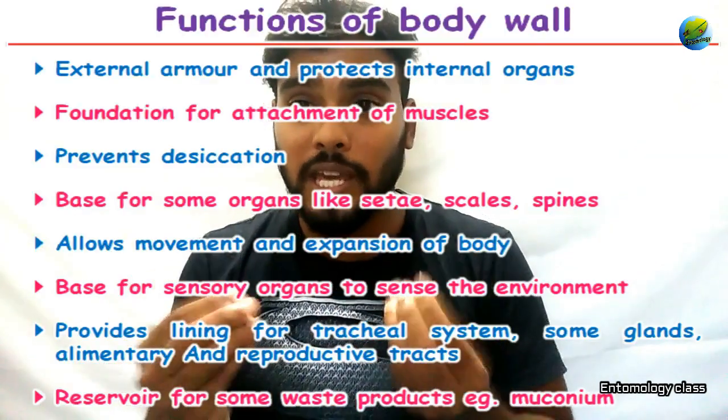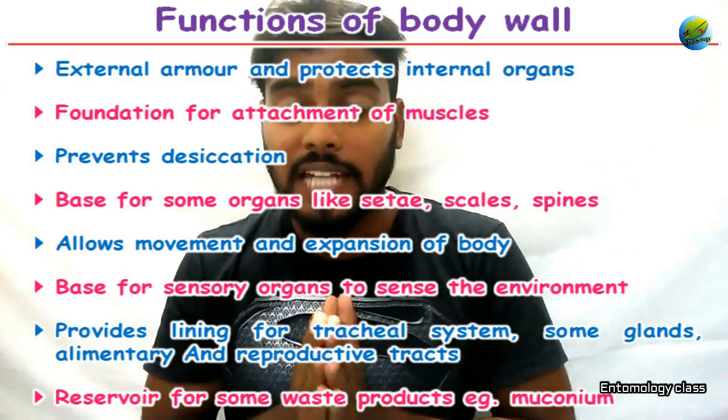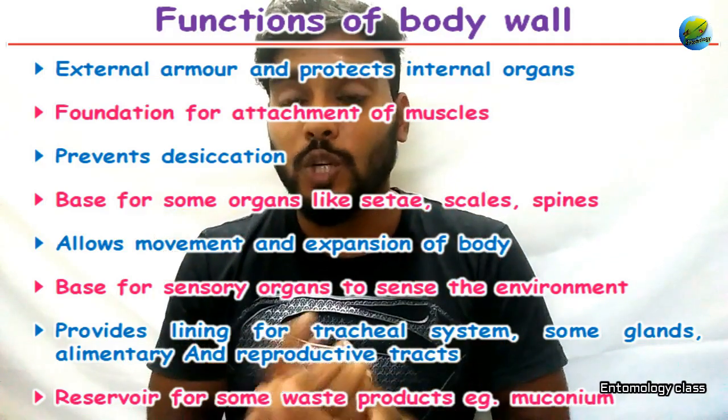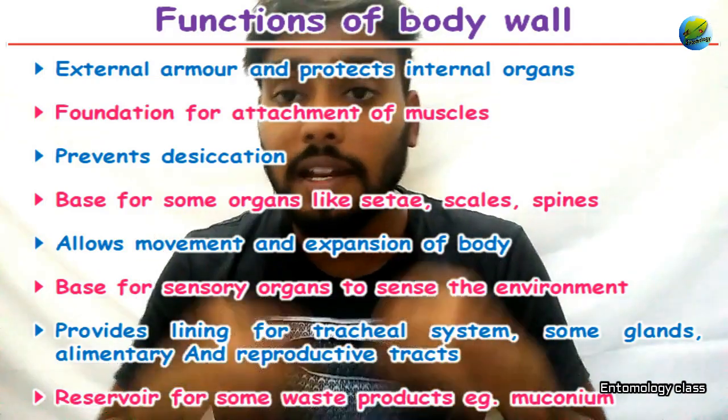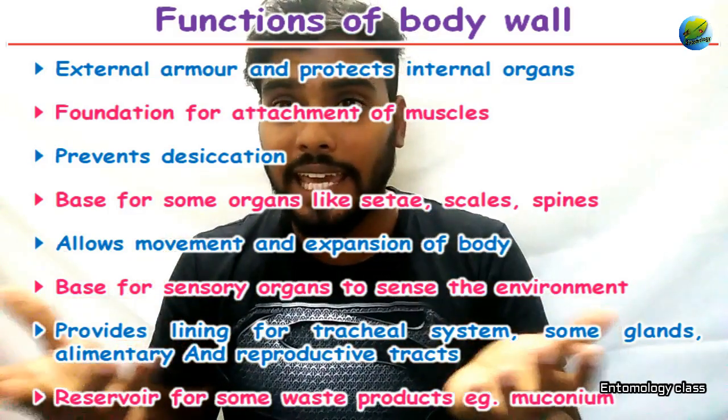So overall, if you see the functions of the body wall, first, they provide protection for the insects, but not only that, they provide space for muscle attachment for the other organs inside. And the wax glands, which are located in the insect's integument, prevent water desiccation. And this body wall also serves as a base for external organs like setae and scales. They are located in the epidermis, which is provided by the insect's integument. And this integument also serves as a base for sensing the external environment. Using the integument, insects sense the external environment.